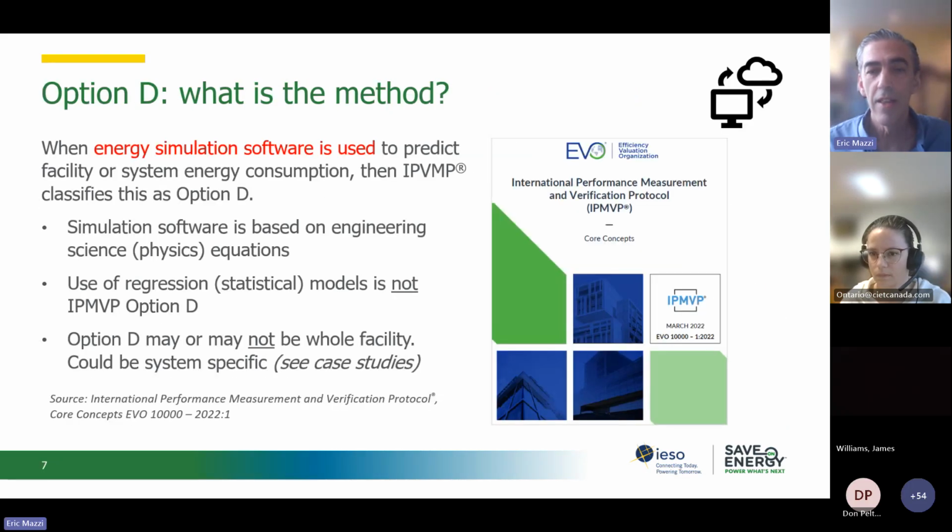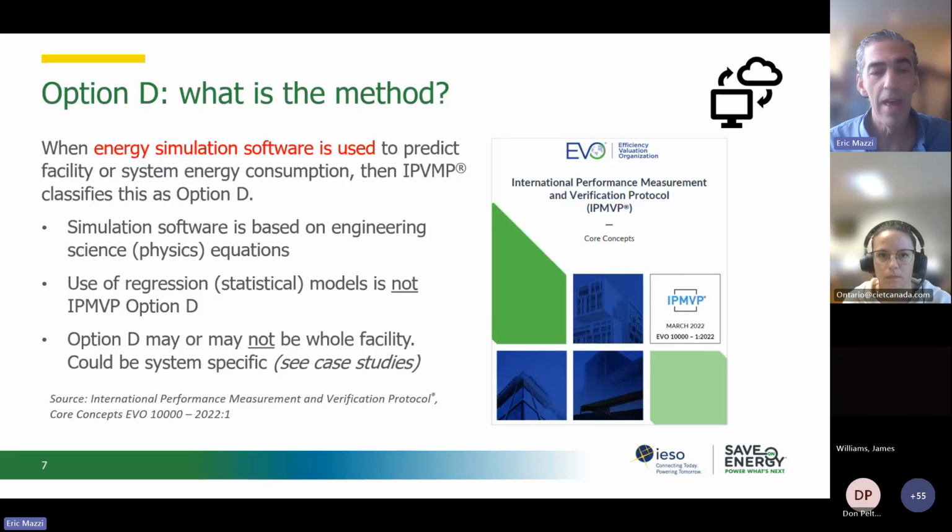So what is the option D method? Where does option D come from? Well, option D is the method for when energy simulation software is used for M&V purposes. So that comes from the IPMVP core concepts. When we talk about simulation software, we're talking about software that's based on engineering or physics equations, if you will. Statistical models typically are not what one would consider an option D method.